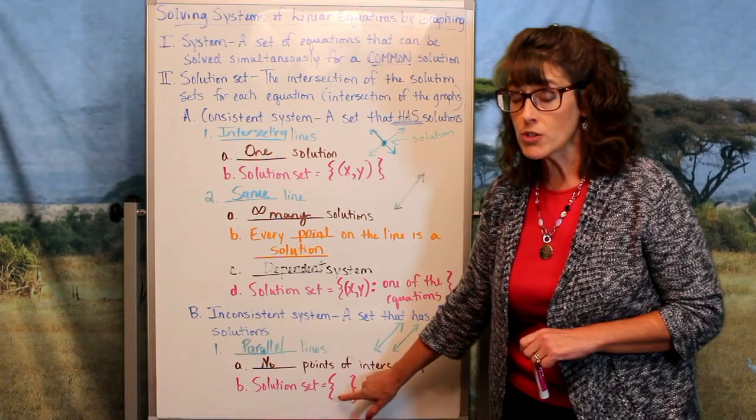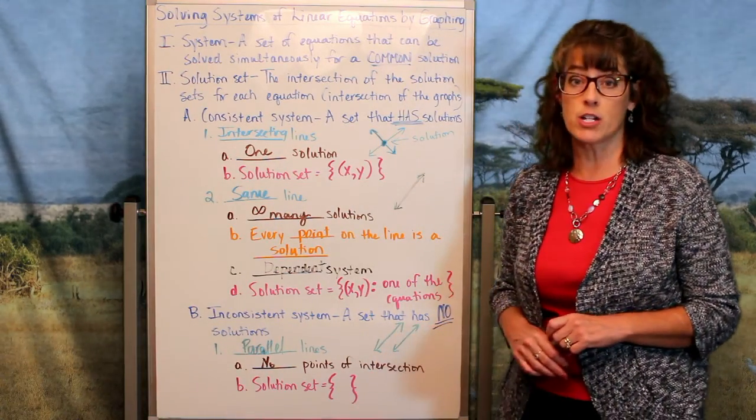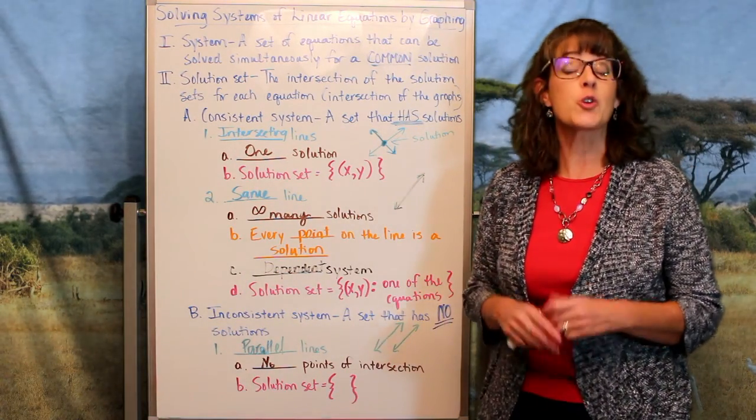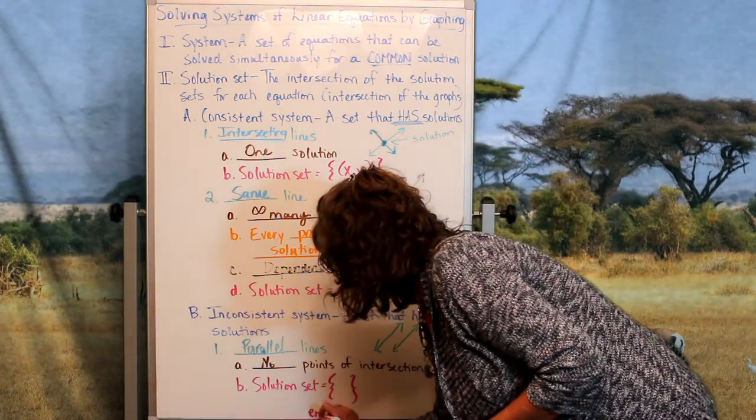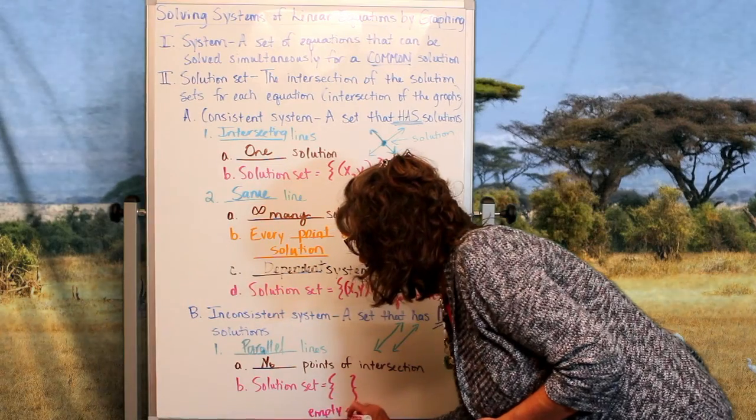I need to put the point of intersection in here, but we said there was no point of intersection, so what am I going to put in there? You're right, nothing. This is what we call the empty set, because it is a set that has nothing in it.